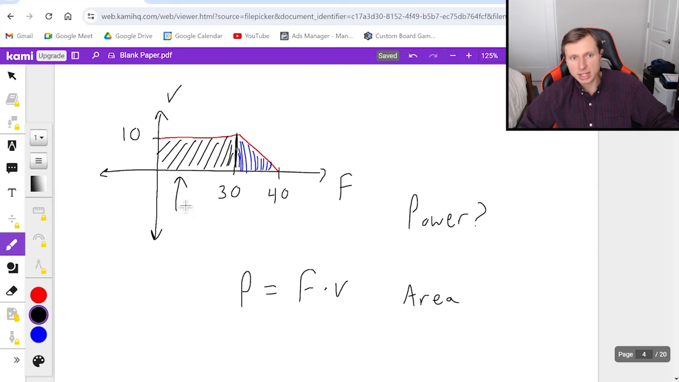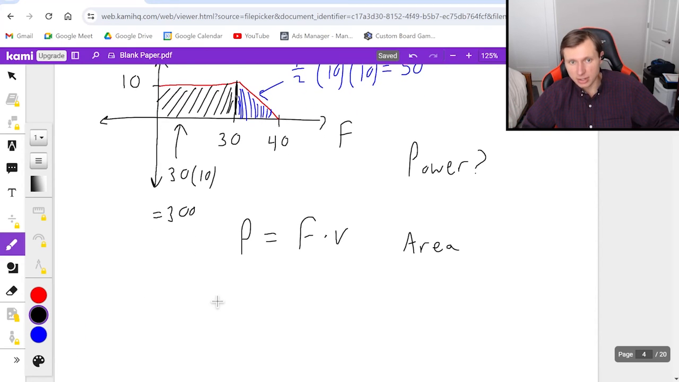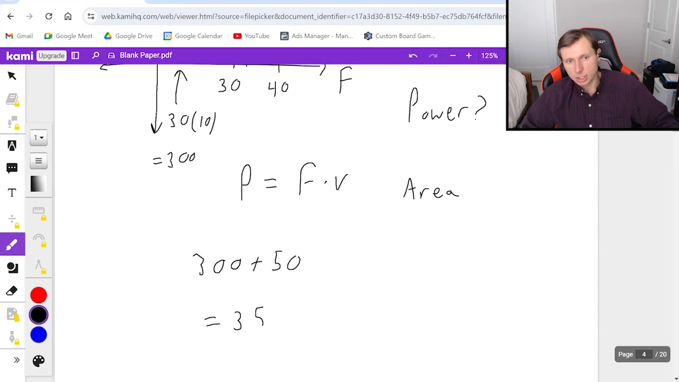The area of the rectangle is just going to be height times width, 30 times 10, which is 300. And then the area of my triangle is 1/2 base times height. The base is not 40. The base is 40 minus 30, so only 10 is the base. And the height is 10 as well, giving me 50 for the blue triangle. All I need to do now is add these areas together. 300 plus 50. Final answer is 350 watts.